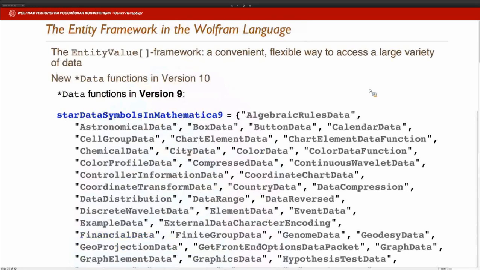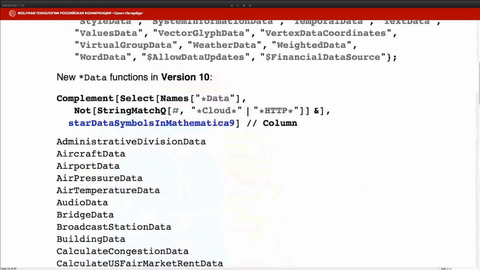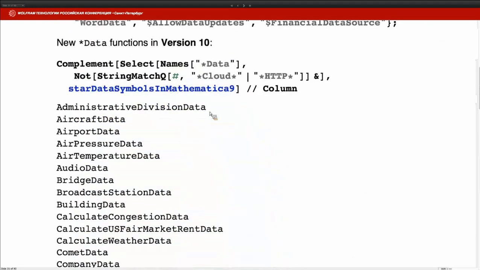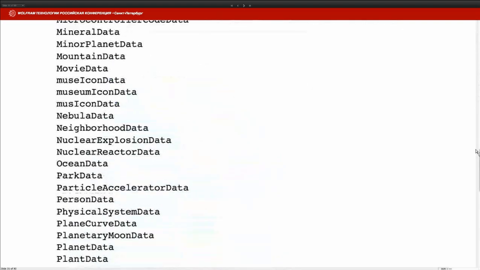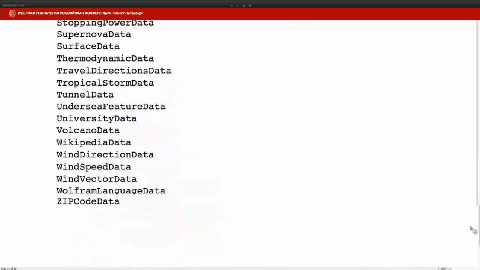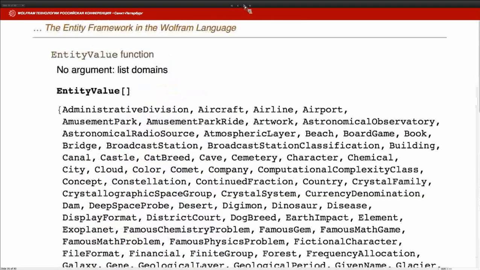So now the entity framework. The entity framework is basically the carrier in the tool to get data about all kinds of things to you. So in version 9, we had already quite a few star data functions. Here's the list. And I rerun this against version 10 to see what's new, and we see we added quite a few in version 10. And I will give some examples in a moment.